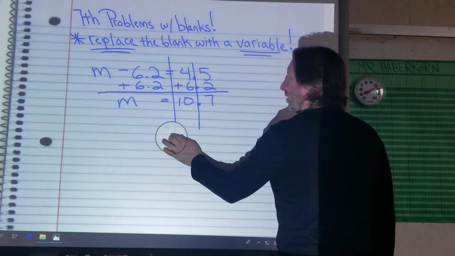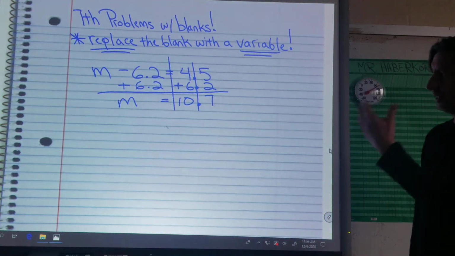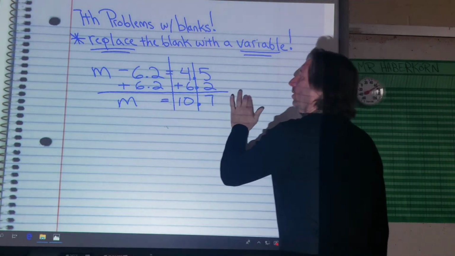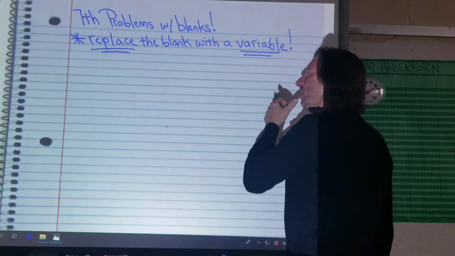So I'm going to show you another one. Some of them are a little bit tricky, but most of them are not. All right, so that's a pretty easy one. Copy it down. Please copy these down in your notebook. Let's look at another one.